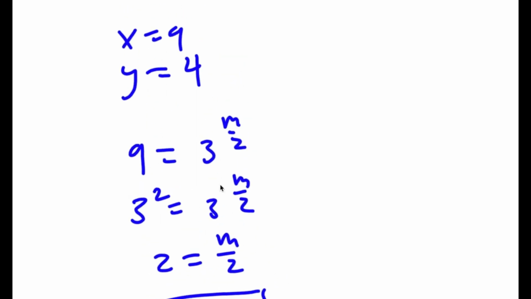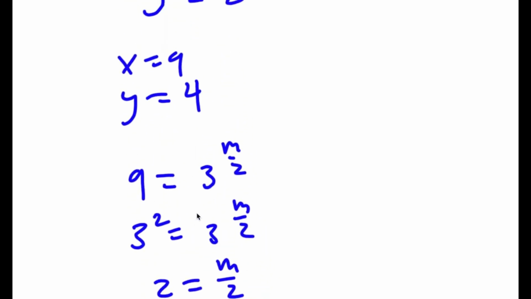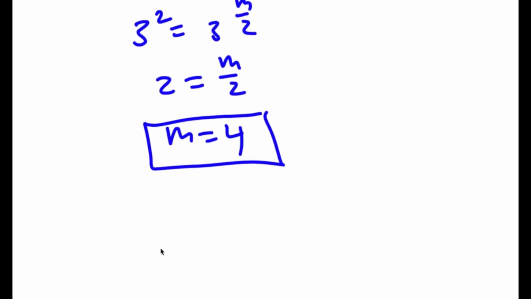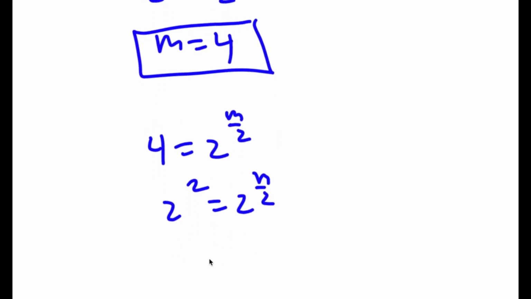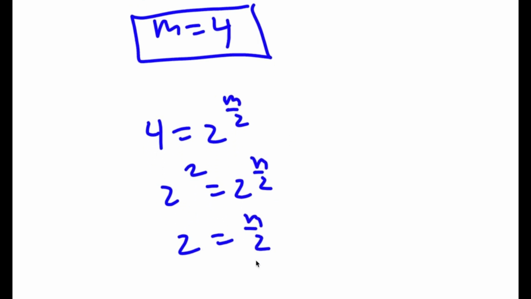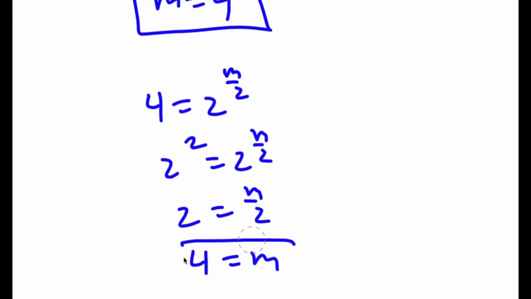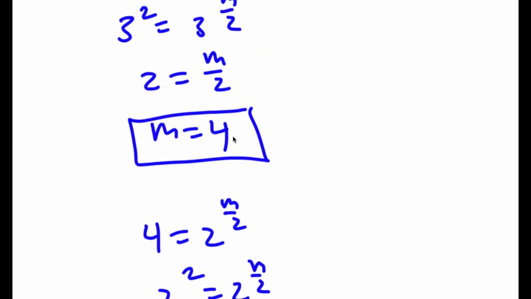Now let's check with the other one. We have 4 is equal to 2 to the power of m over 2. 4 is 2 squared, so 2 squared is equal to 2 to the power of m over 2, meaning 2 is equal to m over 2, and 4 is equal to m once again. So the value of m here is 4.